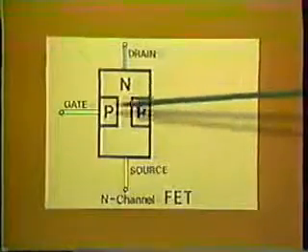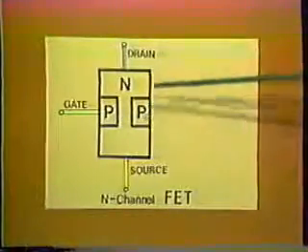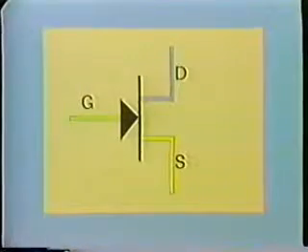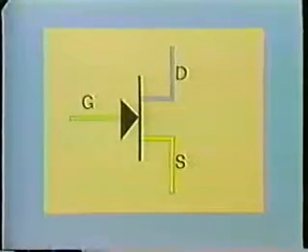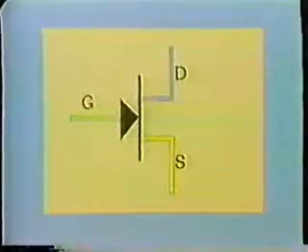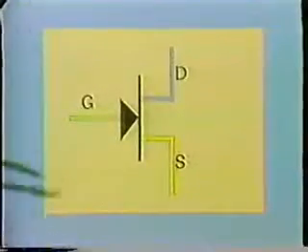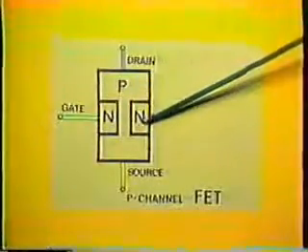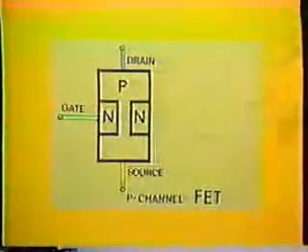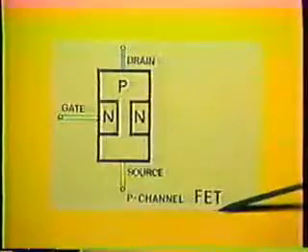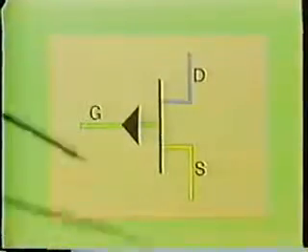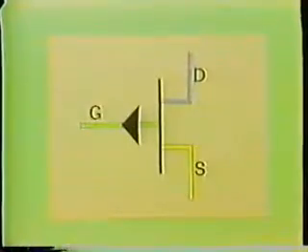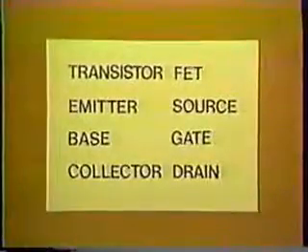It may consist of a bar of N-type material with P-type material embedded in a band around it. This is called an N-channel device, and this is the symbol for an N-channel FET. It may consist of a bar of P-type material with N-type material embedded around it, in which case it is called a P-channel device. And this is the symbol for a P-channel FET.